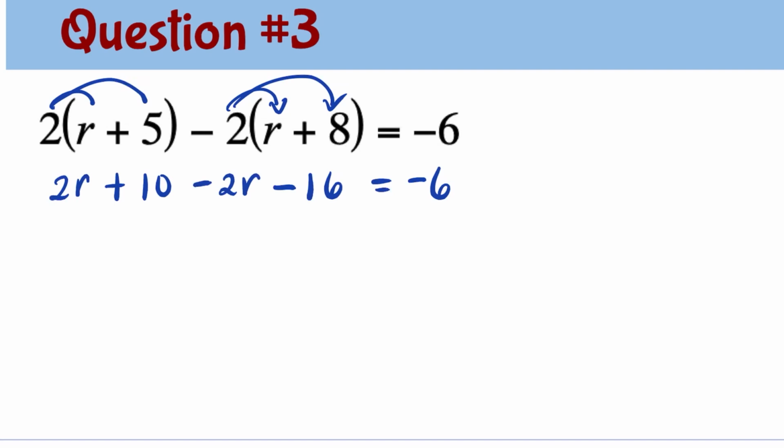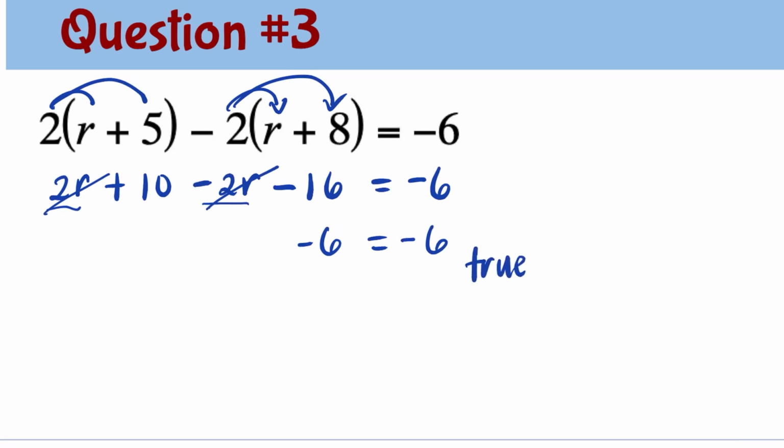What is 2r minus 2r? Well, that's 0. So in this equation, the variable r became 0. So 2r minus 2r is 0. 10 minus 16 is negative 6. And this means we have negative 6 equals negative 6, which is a true equation.